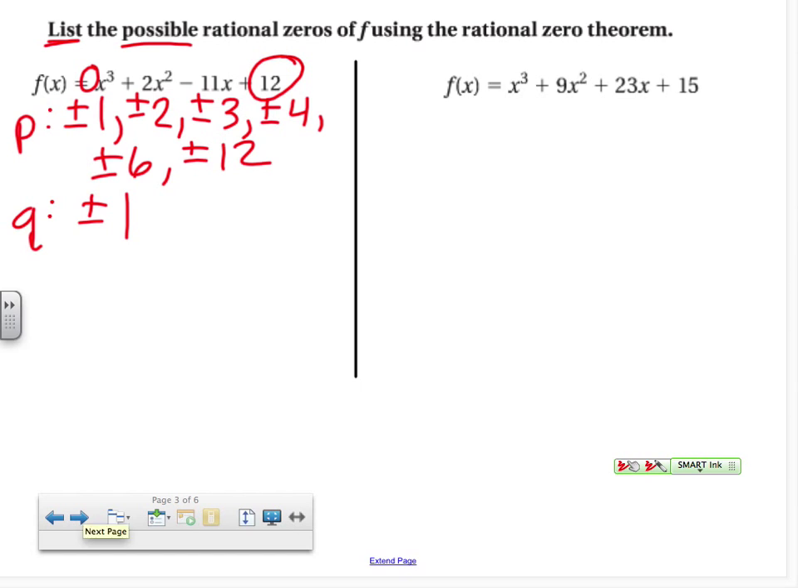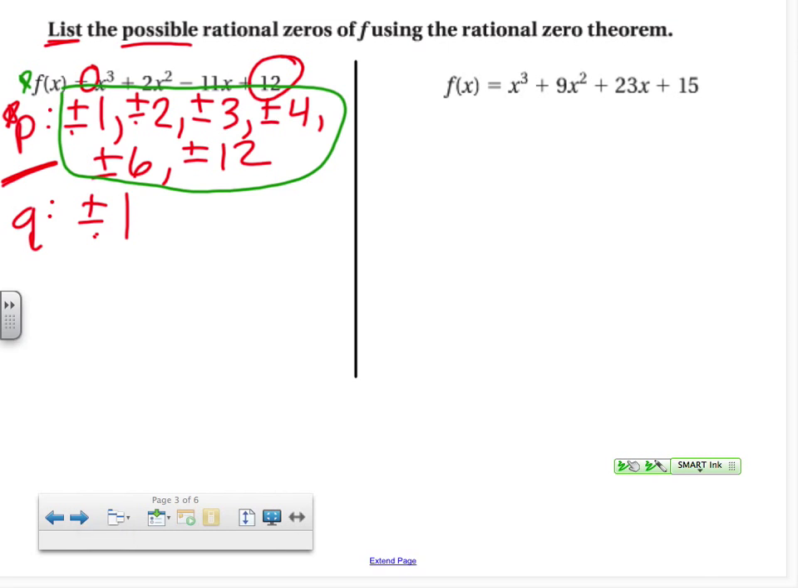Alright, so then now they say I'm going to divide each factor of P by each factor of Q, but since Q only has a factor of 1, when we divide 1 by 1, 2 by 1, 3 by 1, and so on, we're just going to end up with all the factors in P. Alright, so the rational zero theorem tells us that these factors right here then are all the potential zeros that this function f of x could have. Alright? Right now we're just going to list them, and then later we'll get into how to actually find which ones will work and which ones won't work.